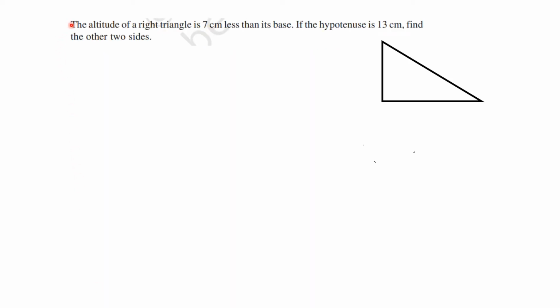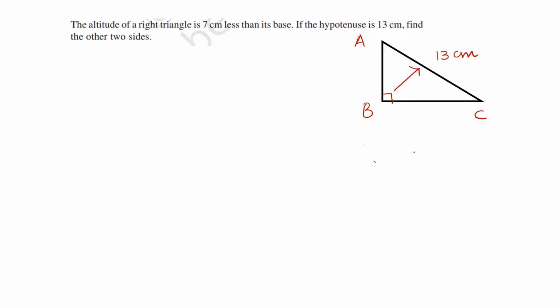So the next problem: the altitude of a right angle triangle is 7 centimeter less than its base. If the hypotenuse is 13 centimeter, find the other two sides. They told that the given is a right angle triangle, right angled here. So I am going to mark that this is A, this is B, and this is C. And you see B is a right angle and the hypotenuse is the side opposite to the right angle, that is 13 centimeters.